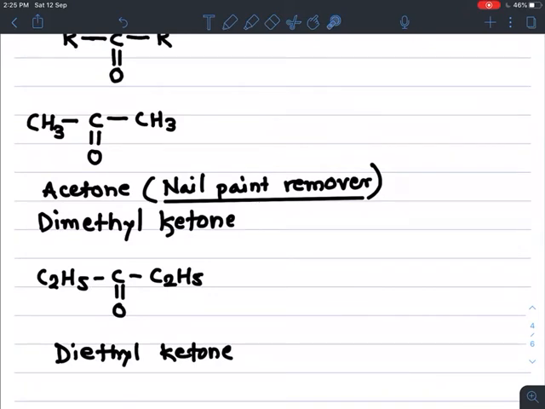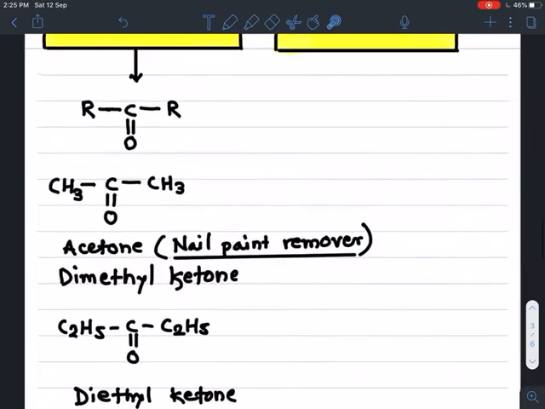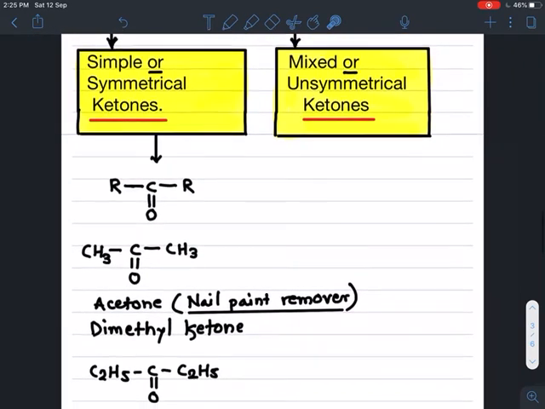So if you observe, two same alkyl groups are attached on both sides of the functional group of ketones, C double bond O, and we get different examples of simple or symmetrical ketone. Now the next one, mixed or unsymmetrical ketones. What is meant by mixed or unsymmetrical ketone? The meaning is here in the name of this ketone.